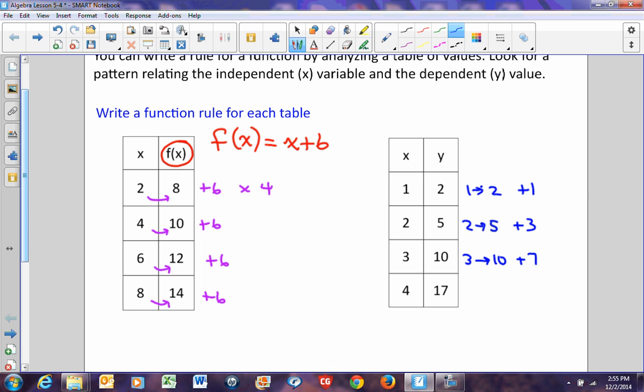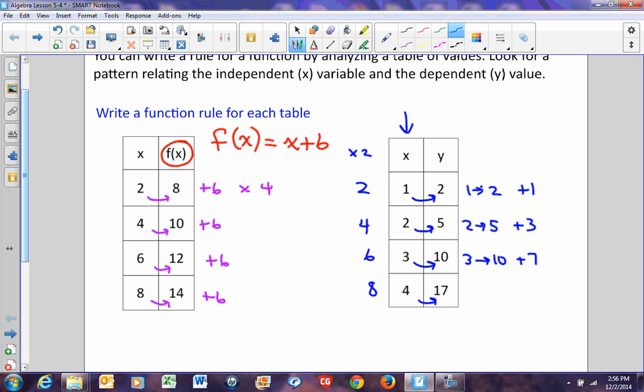So maybe we need to look at it a little bit differently. When you notice that you can't go straight from the x to the y or the x to the f of x, like always adding 6 or always adding 5 or always subtracting 3, the next best thing to do would be to take every number and multiply it by something. Take all your x values and multiply them by something. So I'm going to multiply them by 2. Now my x values are going to be 2, 4, 6, 8.